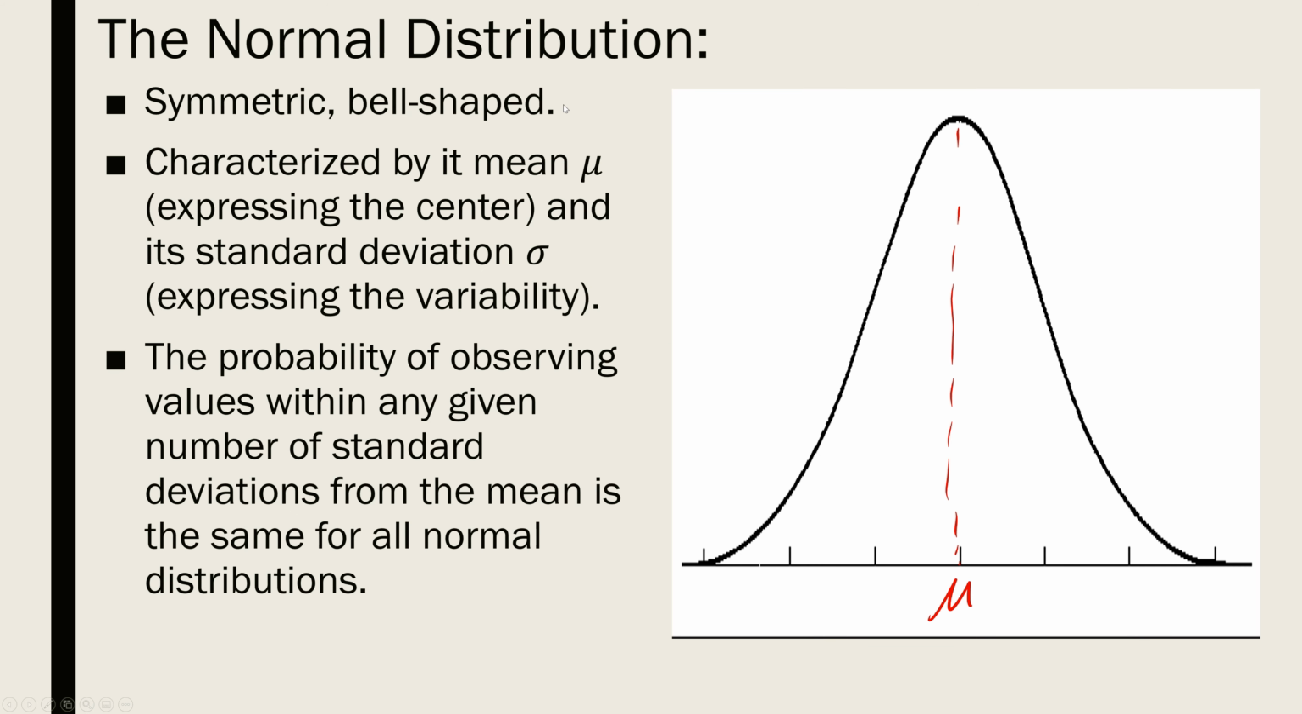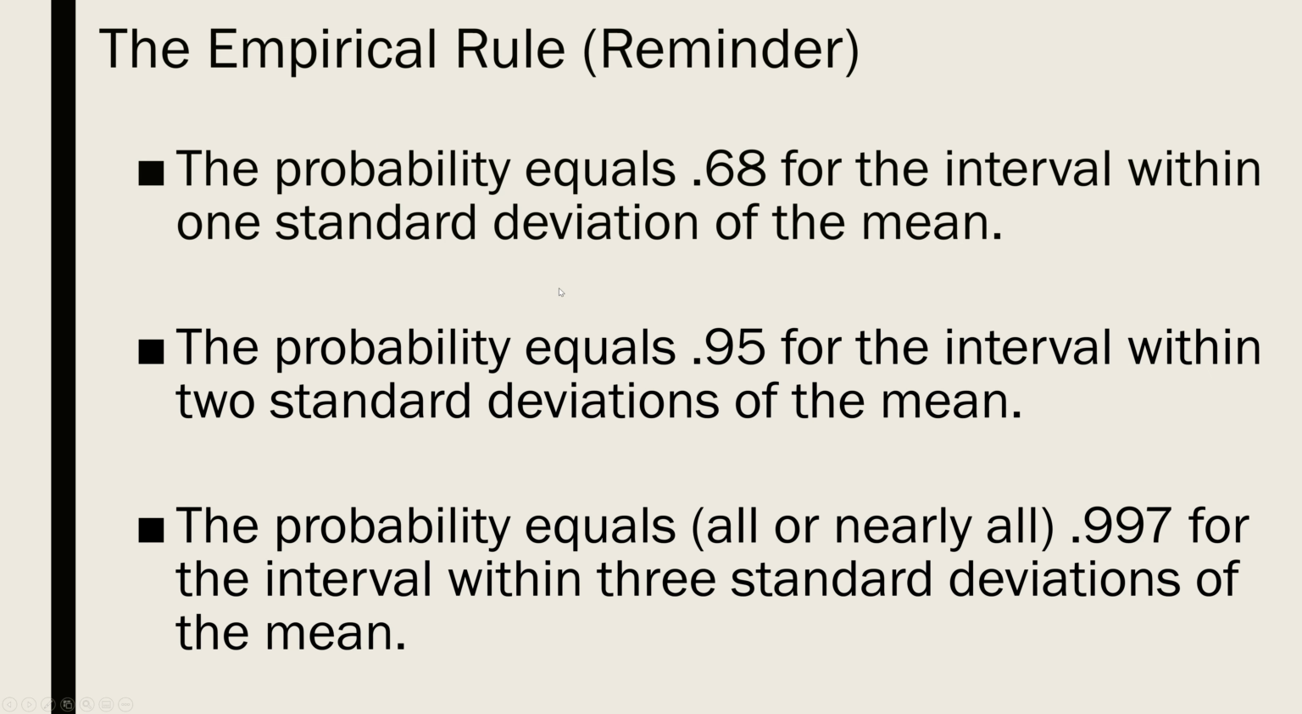Recall that the shape of normal distribution is symmetric and bell-shaped. It is characterized by the mean mu and its standard deviation sigma. The probability of observing values within any given number of standard deviations from the mean is the same for all normal distributions. The last property here actually implies the empirical rule. This is the empirical rule we learned before exam 1.